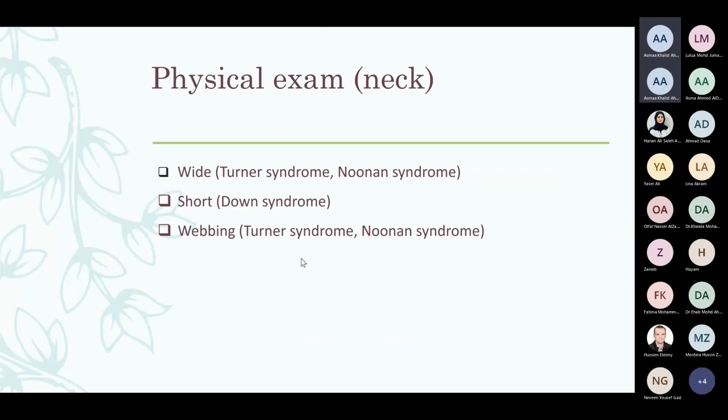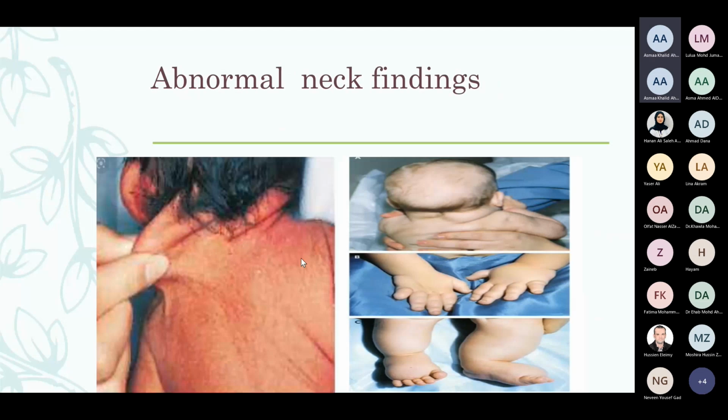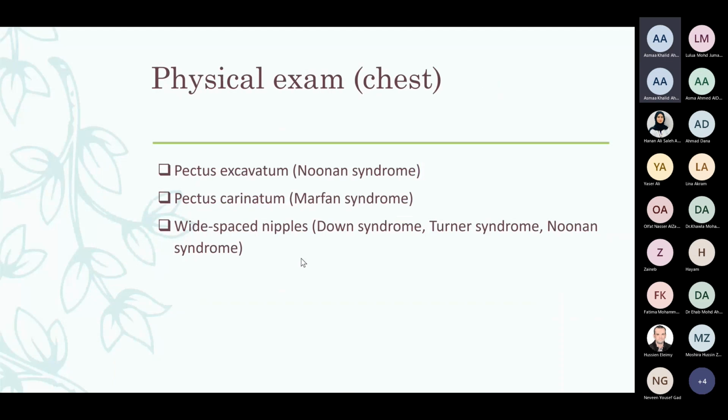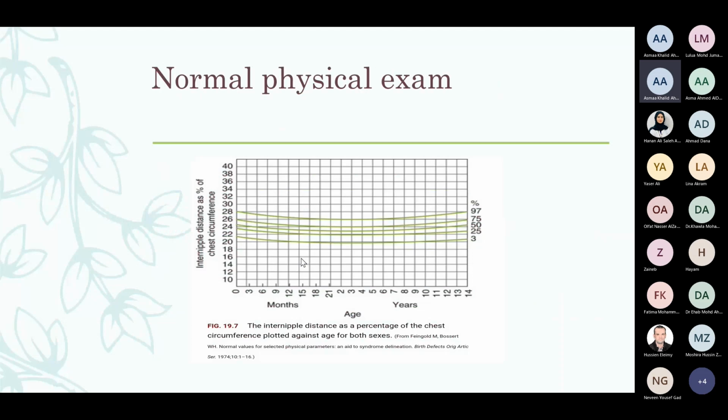Now we'll go down to the neck. It could be wide like Turner and Noonan syndrome, could be short like Down syndrome. Webbing you will see also in Turner and Noonan syndrome. That's the webbing. You will see the chest, pectus carinatum, pectus excavatum, like in Noonan, and Marfan have carinatum, or wide-spaced nipples like in Down, Turner, or Noonan syndrome as well. Of course the intermammary nipple distance also has its own normal.